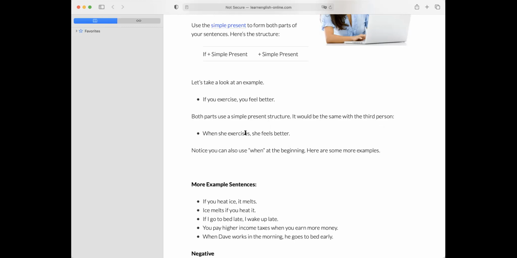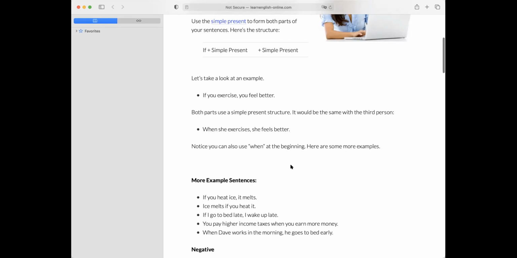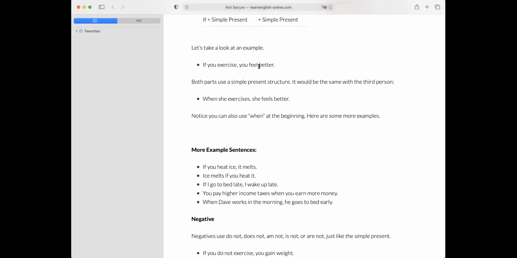When she exercises, I add an S to this verb. She feels better with S because we are talking about a third singular person. Si ella, cuando ella se ejercita, ella se siente mejor. Notice, you can also use, usted puede también utilizar when at the beginning, like some examples. So you can use if or you can use when. Si usted quiere puede utilizar if o puede utilizar when, que significa, means, cuando.